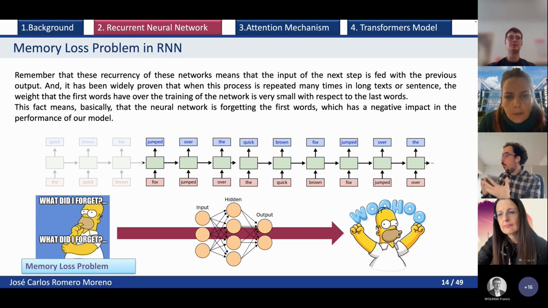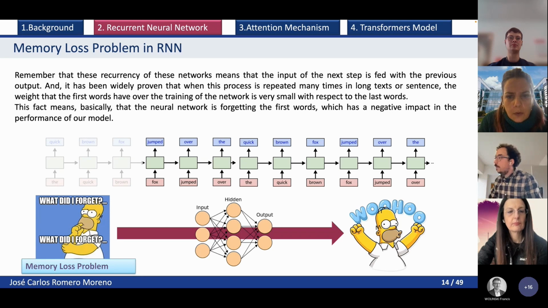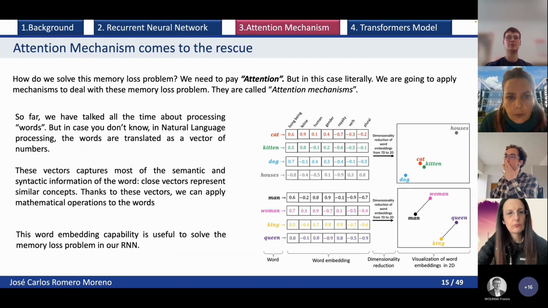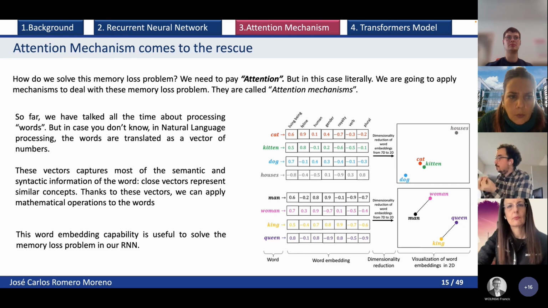So the first problem that we need to solve is this memory loss problem. Fortunately, there is a mechanism to solve this memory loss problem in recurrent neural networks, which was later exploited also in the transformer. So how do we solve this problem? Before explaining the attention mechanism, just for the people that don't know, you can say, okay, I am processing words, but how do I compute words?